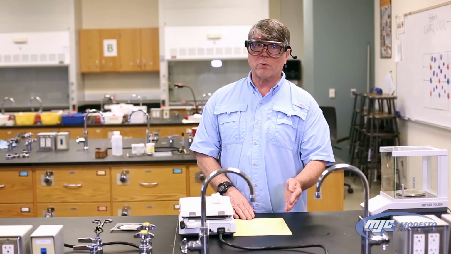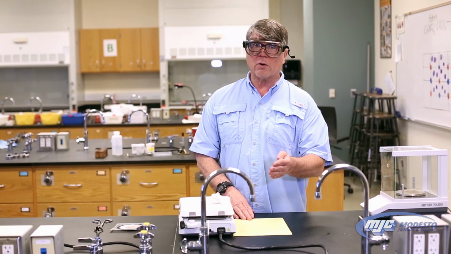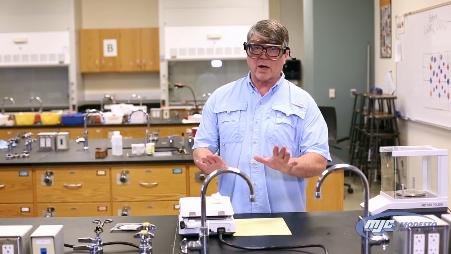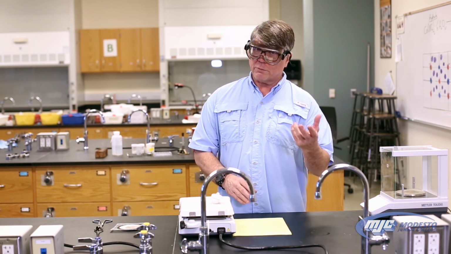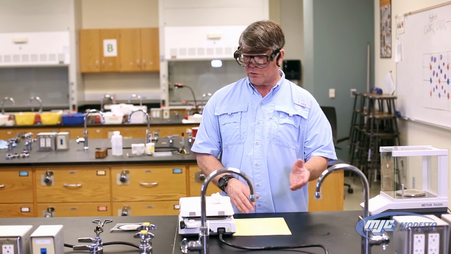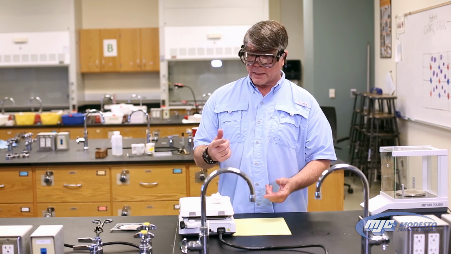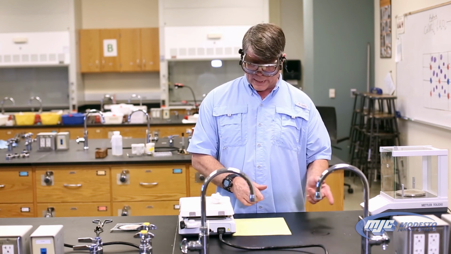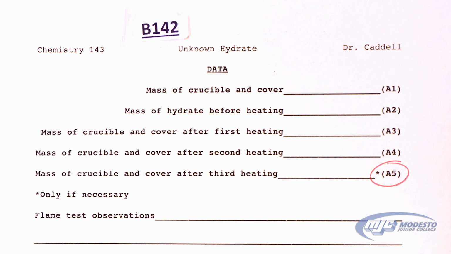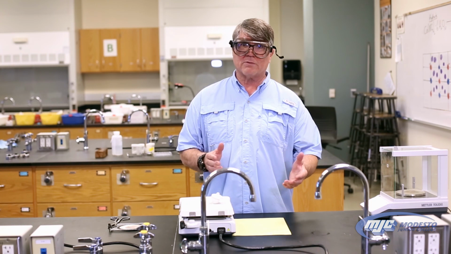If the difference is 0.01 or smaller, that means it's dry, you can stop, you're done. If it's bigger than 0.01, then you're just going to repeat this one more time. Heat it up for 10 minutes, cool it, weigh it, and that'll be A5. Not everybody's going to have an A5. Everything's done, the experiment is finished, you're good to go.